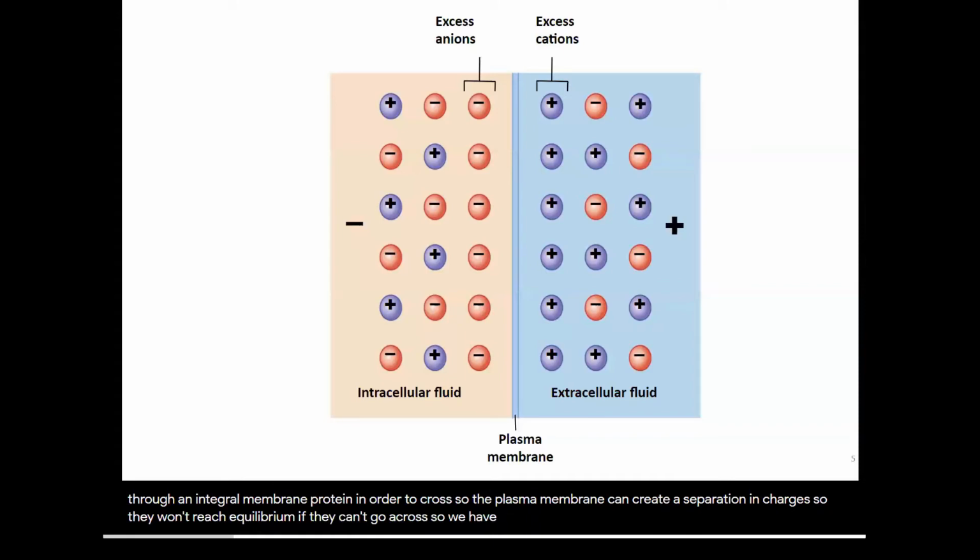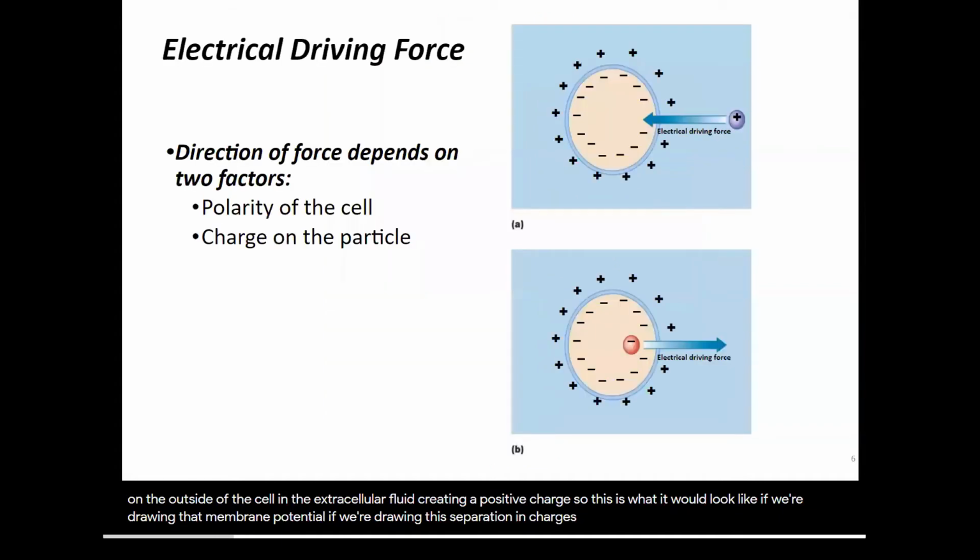So we have, in this case, excess anions, or negatively charged ions, negatively charged particles inside the cell, creating a negative charge. We have excess cations, or positively charged ions, on the outside of the cell in the extracellular fluid, creating a positive charge. So this is what it would look like if we're drawing that membrane potential, if we're drawing this separation in charges. And we want to track the direction of the force. So we need to know the polarity of the cell, and we need to know the charge on the particle.